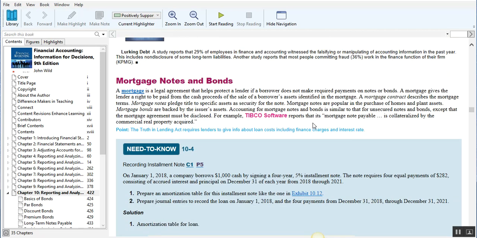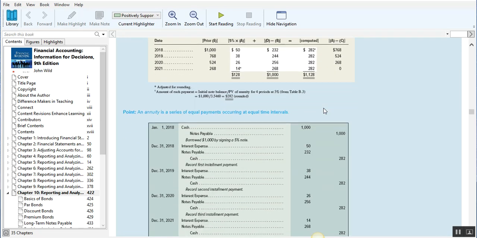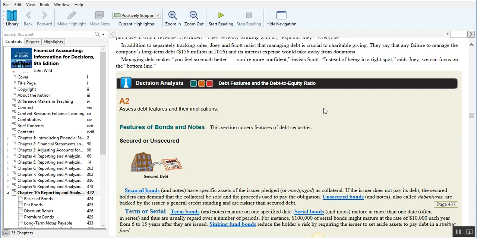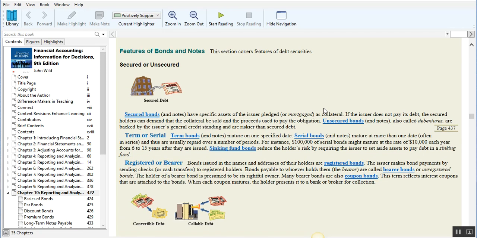Now, a mortgage is an agreement that has security on the long-term note or even the bond. Mortgage bonds or mortgage notes are secured by collateral that the company has, typically real property. And so you have basically an obligation that you've signed, but you've pledged specific property as collateral for that obligation. And just like with the others, you would calculate an amortization schedule with that. Now, this section has some important information about the different kinds of bonds and so on.